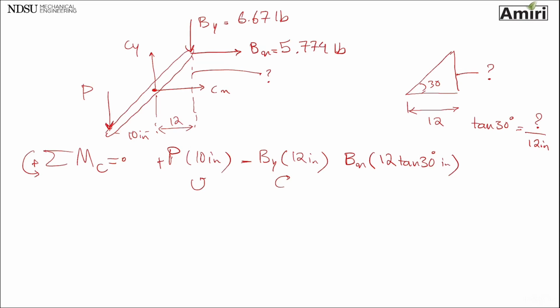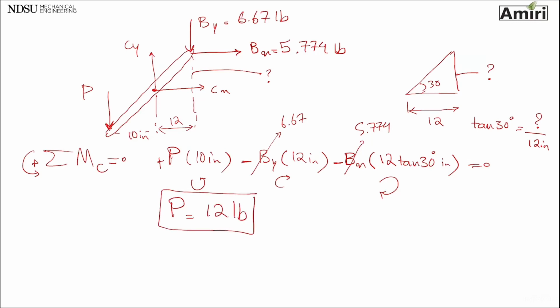Okay, Bx is also trying to rotate this way, that's minus. And do I have anything else? No, it's about point C, so Cx and Cy are 0. By, I have it 6.67. Bx, I have it 5.7. And this will give me P of 12 pounds. Okay.